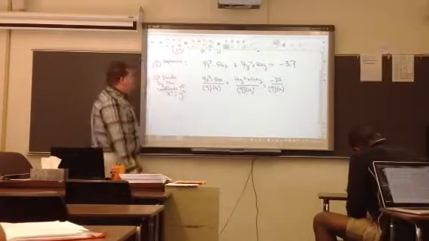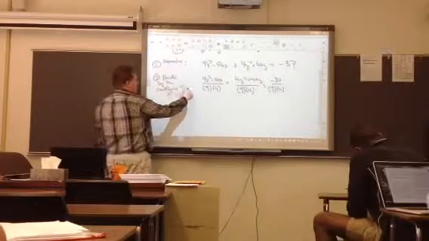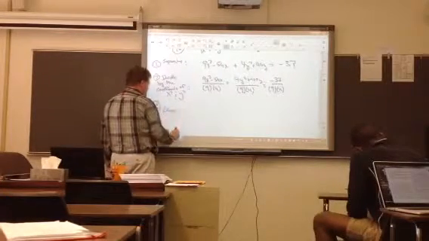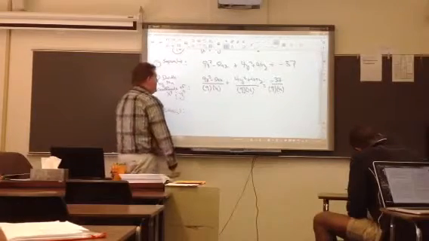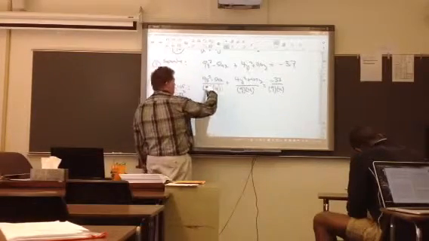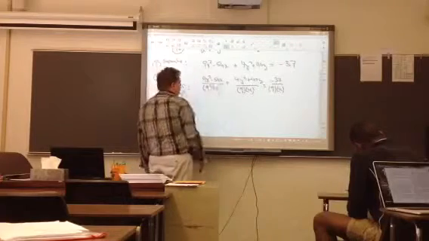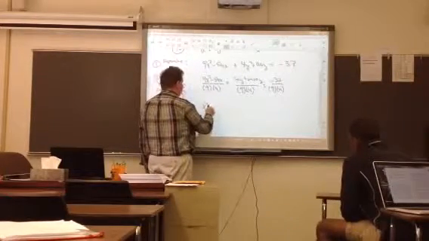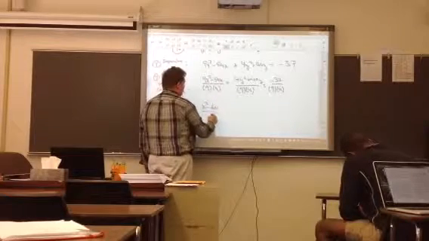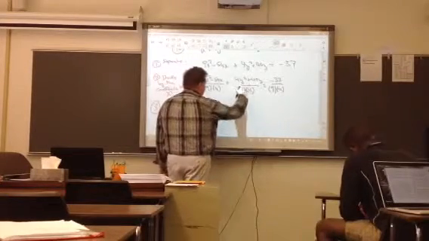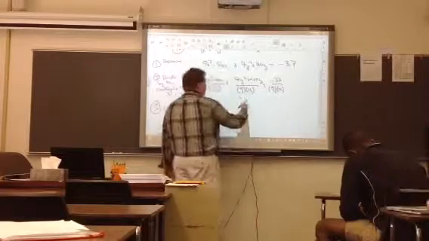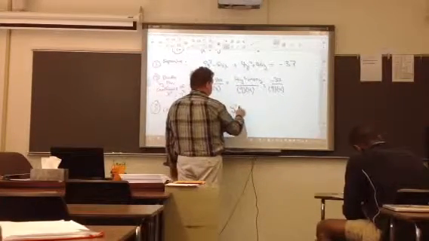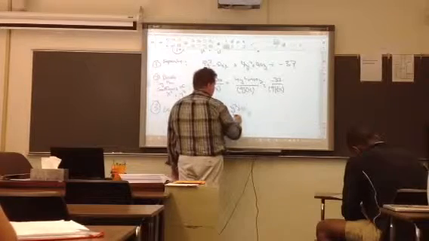I'm going to cancel some things out for my next step. The 9 cancels out with these. 9 takes care of that 9, also takes care of the 54. What's 54 divided by 9? 6. So minus 6x over 4. Over here, same thing. 4's cancel. What's 40 divided by 4? 10.